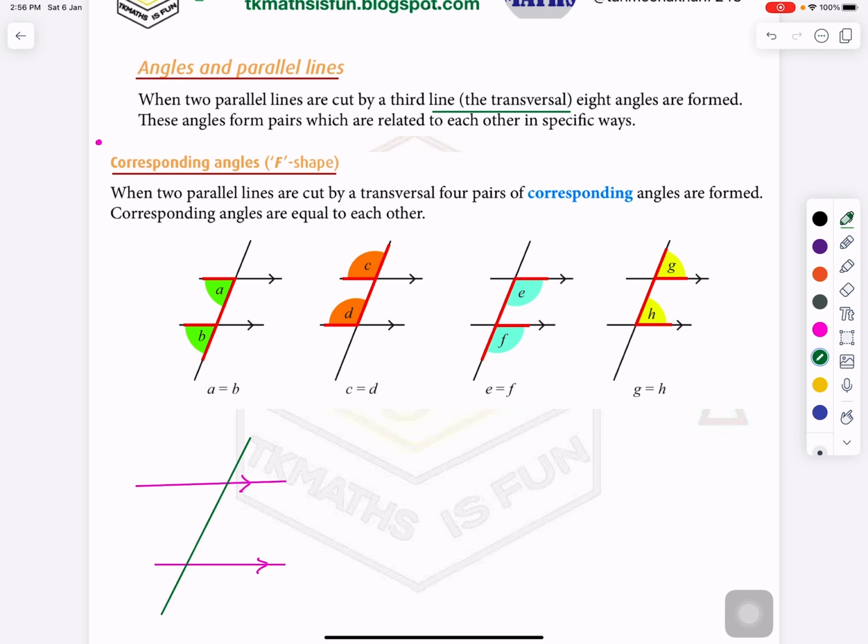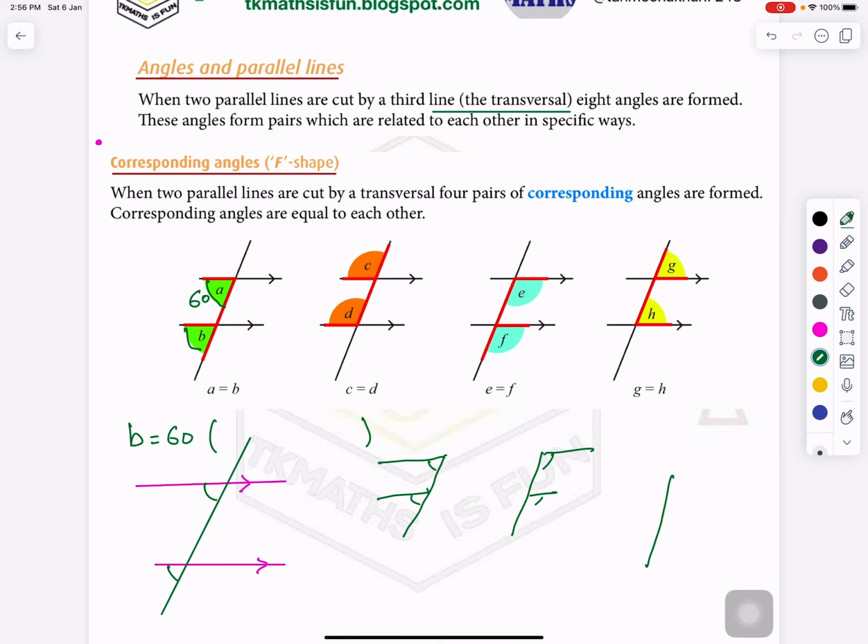Now angles, if you look at this green one which is here, right, it is forming F shape. Now F shape could be in this way, F shape could be like this, right? So these angles are called corresponding angle and they are equal to each other. So if I say here that this is 60, what is B? You will say B is equals to 60 and in bracket you will write corresponding angle.